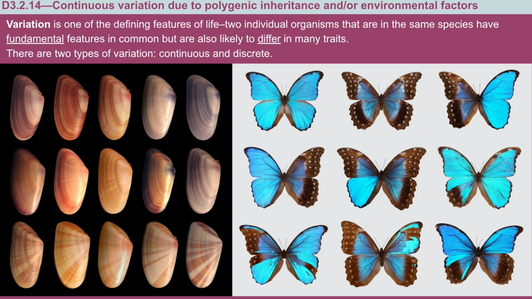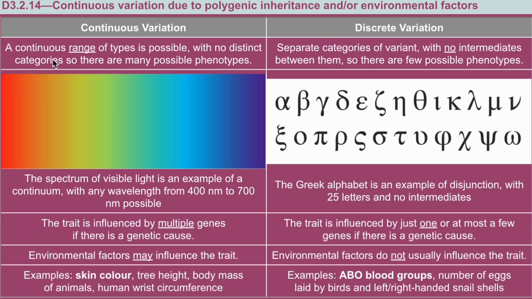All right, variation is one of the defining features of life. Two individual organisms in the same species have fundamental features in common that are shared by that species, but are also likely to differ in many traits. Okay, and there are two types of variation, either continuous or discrete. Continuous variation is where we have a range of types along a continuum. The spectrum of visible light is a continuum.